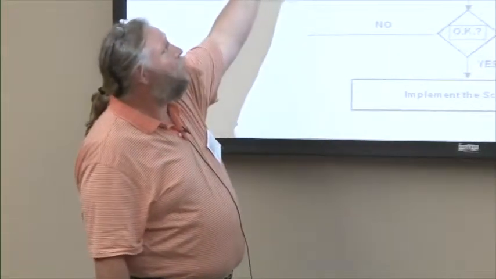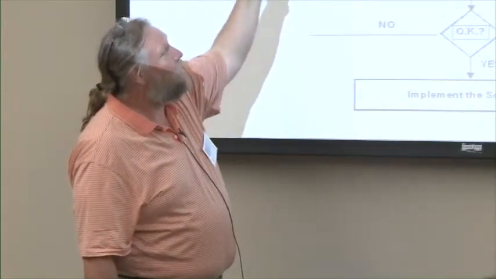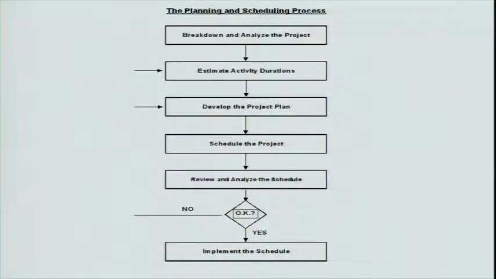So, here it is again. Breakdown, review and analyze. It's okay? No? Well, let's go back and figure out what we did wrong. Did we estimate activity wrong? Did we develop the plan wrong? And we keep doing that till we get it, and then we get it, and yes, we're going to implement. So off we go.